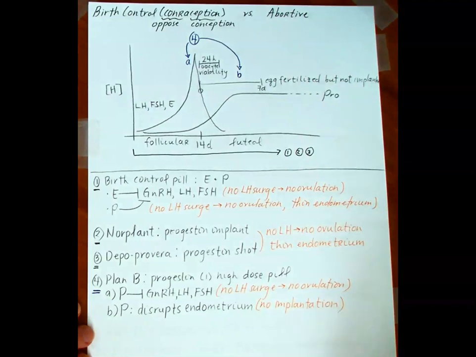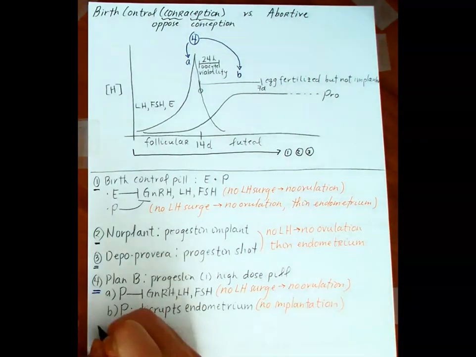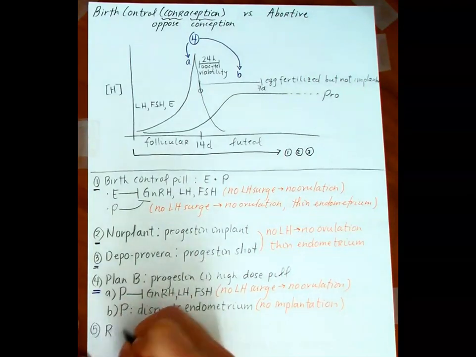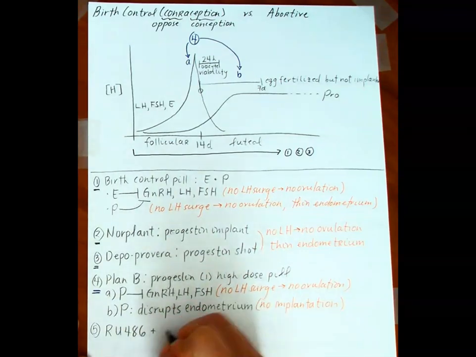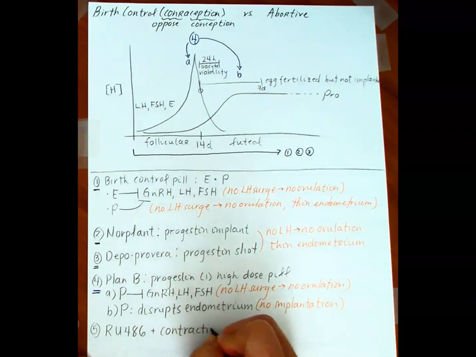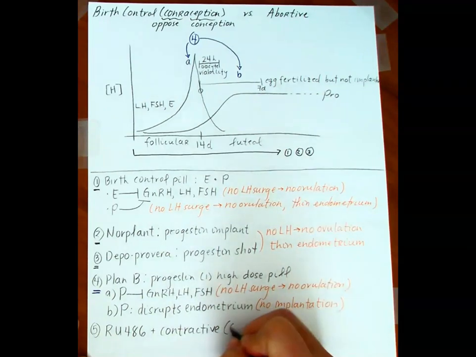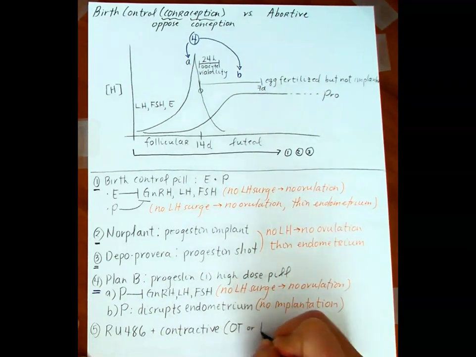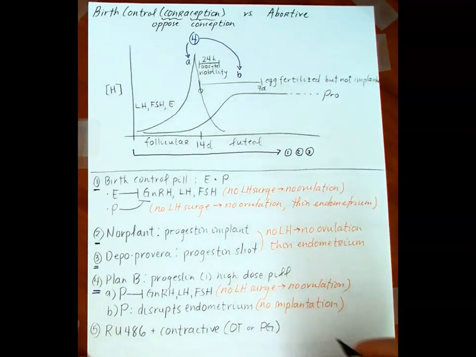Okay, now, if the zygote has already implanted, in the early stages of pregnancy, you can take a chemical called RU486 along with a contractive like oxytocin or something called prostaglandins, right? And so these are all binding to smooth muscle, contracting to help you shed the uterine lining, okay?